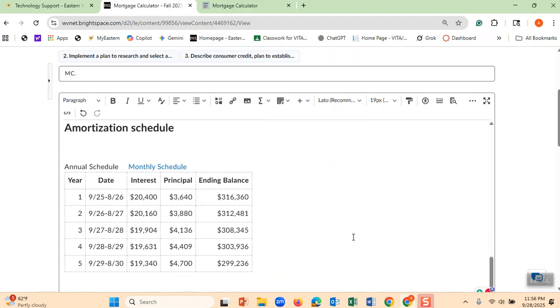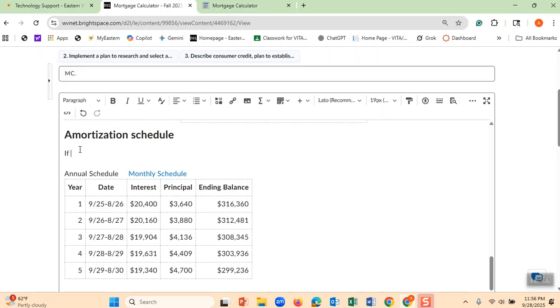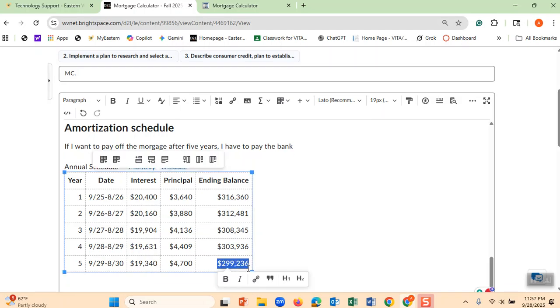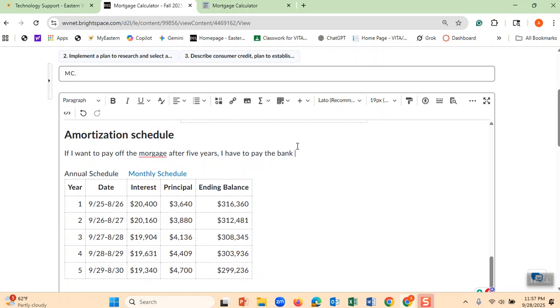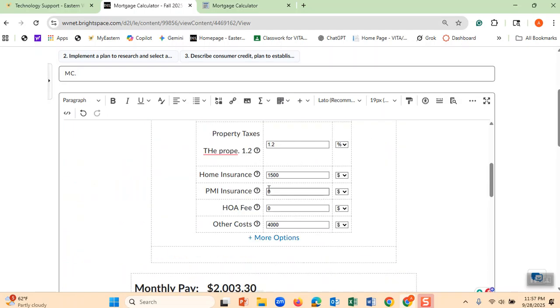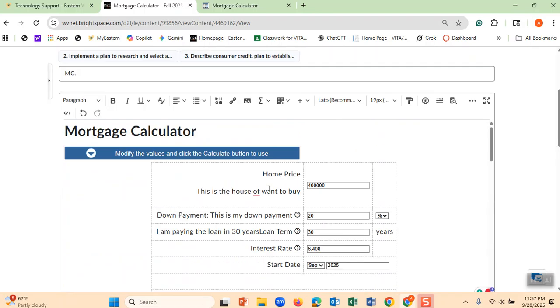And then you come here and write a note here that if I want to pay off the mortgage after 5 years, I have to pay the bank how much? This is what I have to pay. There we go. I highlight it here and put it here. And then I will post this one in there. If you do not know how to do this, I want you to wait until one of the students does this.